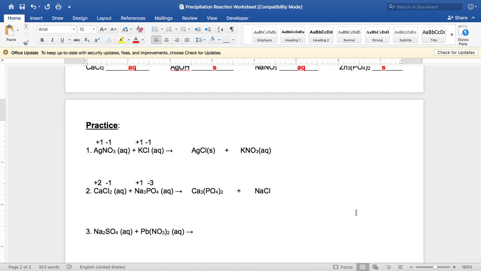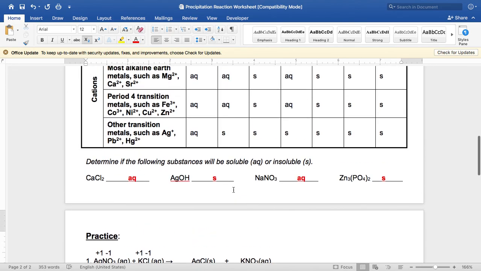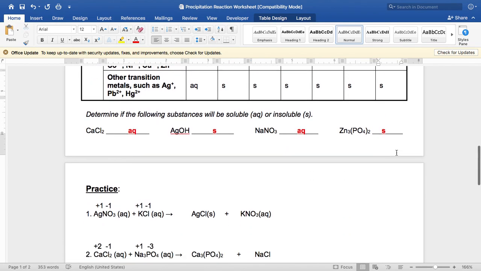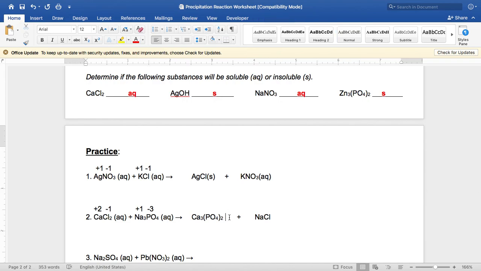So, now that we know our two products, let's determine if we have a solid or an aqueous solution. Let's start with calcium phosphate, Ca3(PO4)2. I'm going to come up. Calcium is right here, so second row. Phosphate, we remember, was at the end. And we see that it lines up to make a solid. Okay, so here we're going to make our solid.